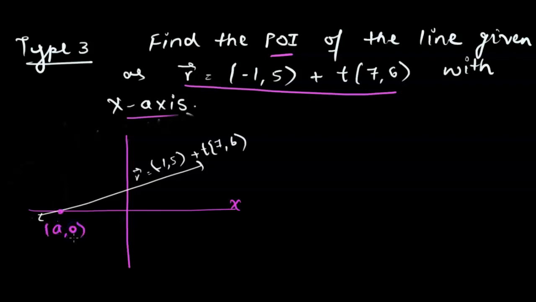Why are we writing the y value as 0? Because it's on the x-axis, so we know the y value on the x-axis is going to be 0. And this x point, let's consider it as A. So from here, we know that the point of intersection that we are looking for is A0. We already know the y value of the coordinate is 0, but we are looking to find the x value of the coordinate.